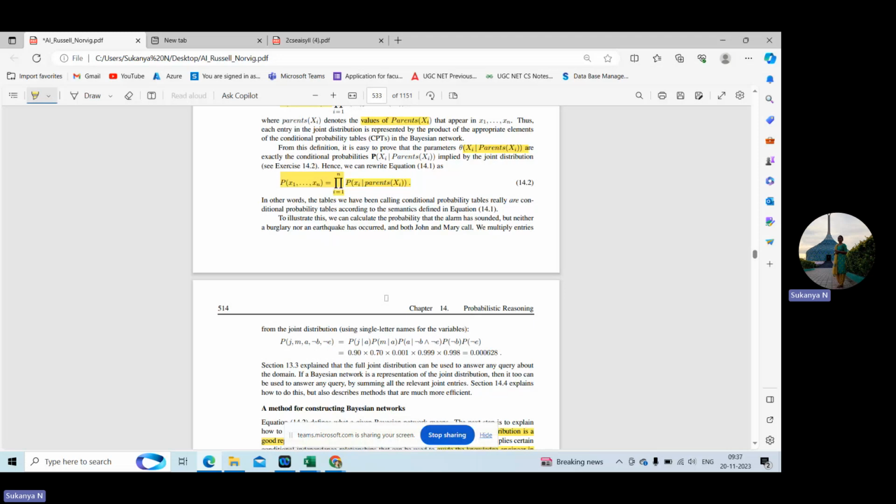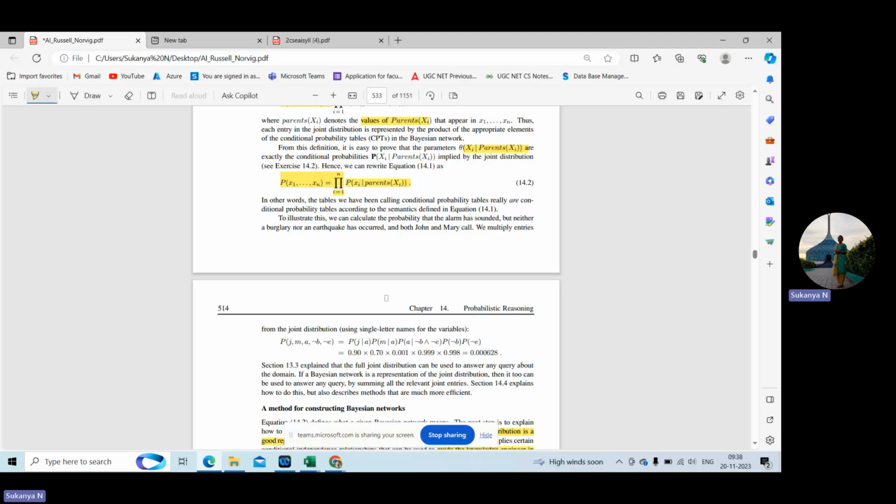Okay, what we studied in the last class, we discussed this statement, right? So this equation, P of x1 to xn equals the product over i equals 1 to n of P of xi given parents of xi. Right. So this equation we have discussed.